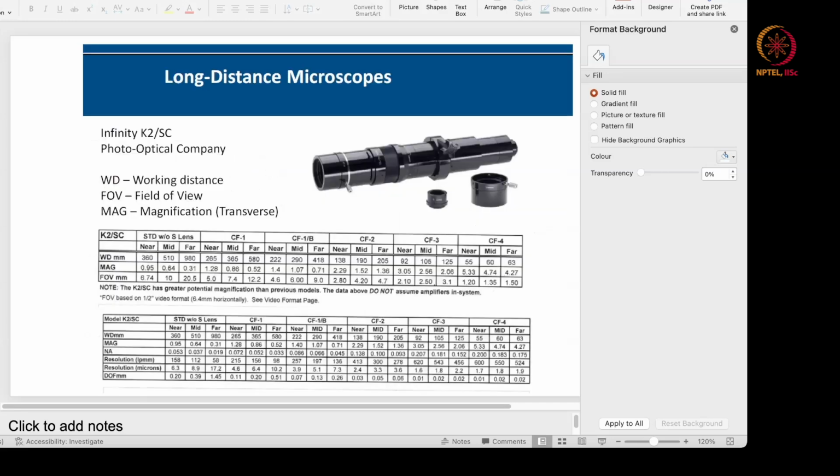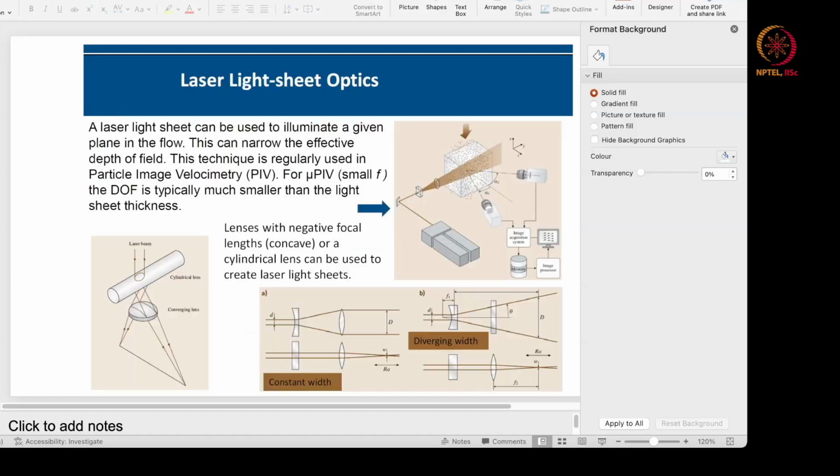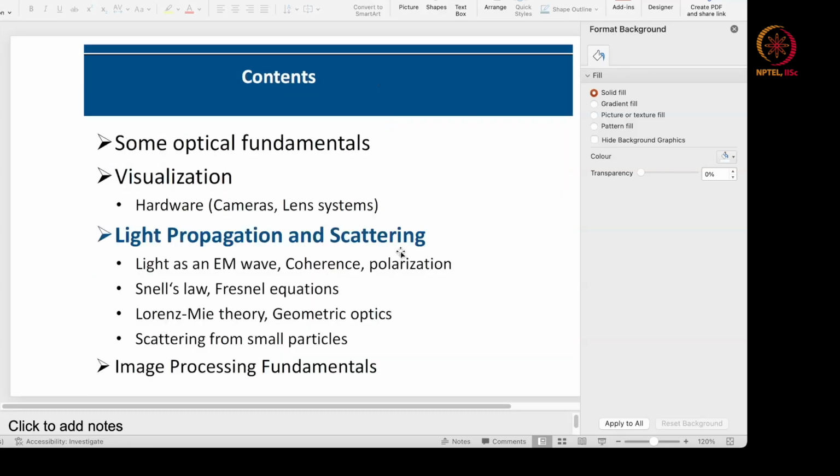Then we talked about the long distance microscope and the telecentric lens, which is important because it makes the objects appear of the same size. Okay, so this is used in the industry, even in machine vision and stuff like that. And you also use laser light sheet optics, where you have to create a sheet from the light using a combination of cylindrical and positive focal length lenses. In the next lecture, we are going to talk about light propagation and scattering.